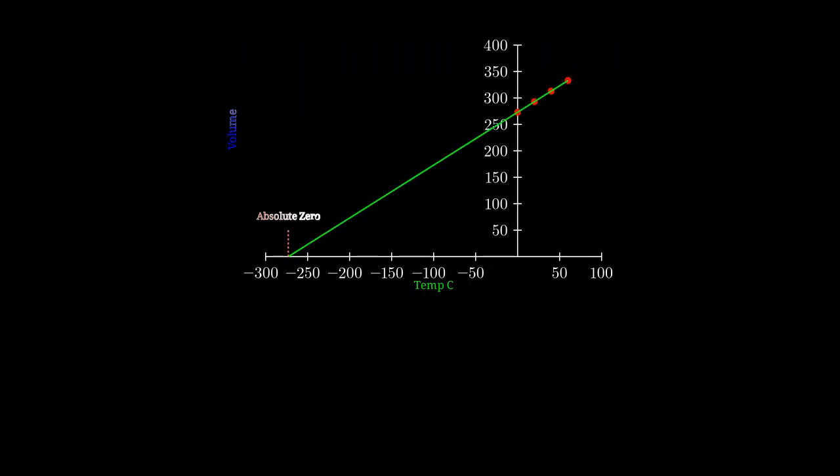This is the extrapolation. The line crosses the x-axis at negative 273 Celsius. This is absolute zero, the coldest possible temperature. Below this, volume would be negative, which is physically impossible. What's remarkable is that this prediction was made from room temperature experiments, long before anyone achieved temperatures close to absolute zero. That's the power of careful experimental science and mathematical analysis.